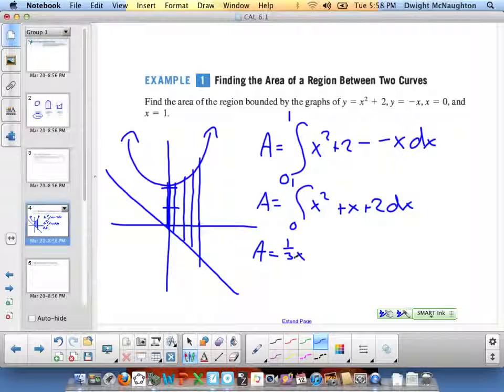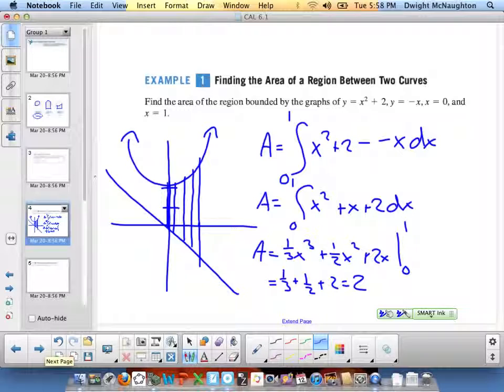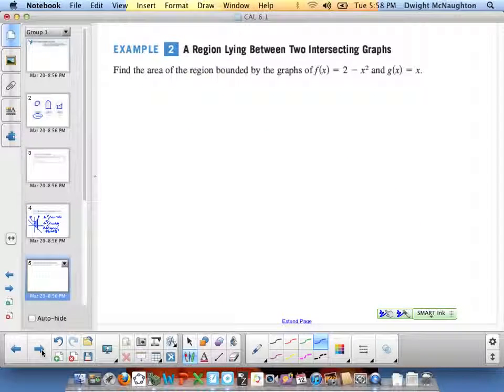So we get 1/3 x cubed plus 1/2 x squared plus 2x from 0 to 1. We'll stick in 1, we get 1/3 plus 1/2 plus 2. We'll stick in 0, we get 0. Subtract the 0. Half is 3/6, 1/3 is 2/6, so 3 and 2 is 2 and 5/6. That's as simple as it is. You take the top minus the bottom and integrate. Okay? Looking at another example.